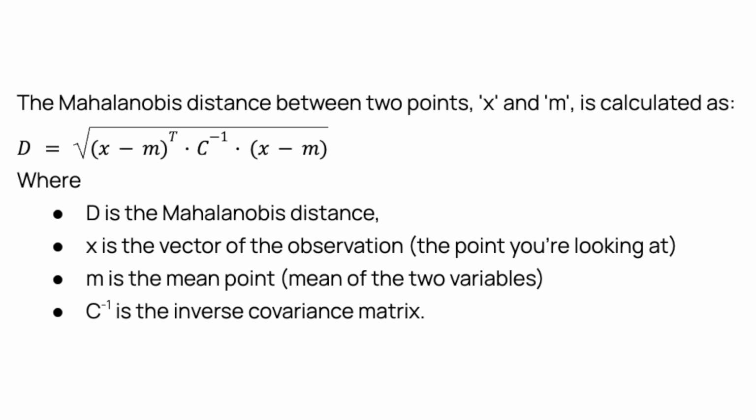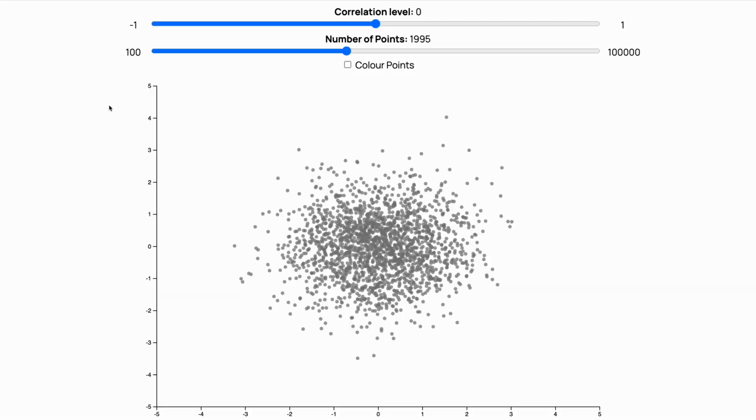Essentially, Mahalanobis distance measures how many standard deviations away a point is from the mean of the distribution, taking into account the shape of it. This makes it useful for identifying outliers, clustering data, and classification tasks when the data has no uniform spread. So let's look at a couple of practical examples.